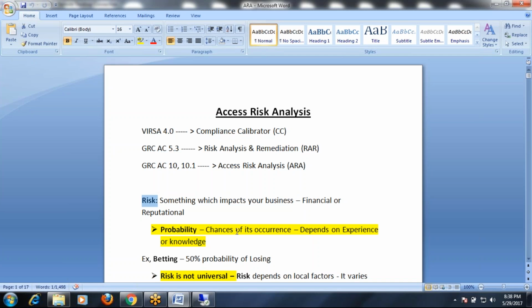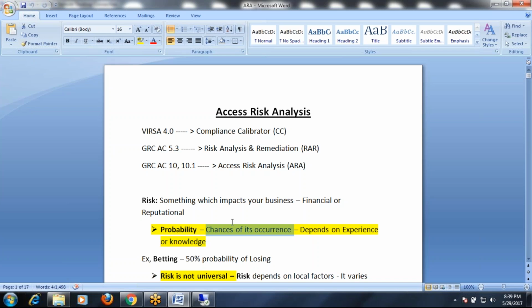And risk has some characteristics. The first characteristic is probability. What do you mean by probability? I can say it is the chance of its occurrence. The chance of its occurrence depends on experience or knowledge.